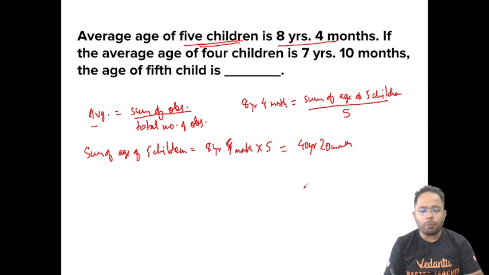Now as we all know, in 12 months, obviously 1 year happens. So 20 months means 1 year 8 months. So we can add that 1 on this side. So it becomes 41 years 8 months.